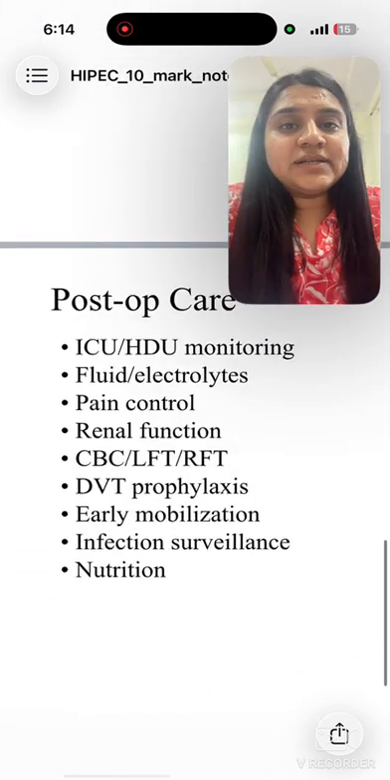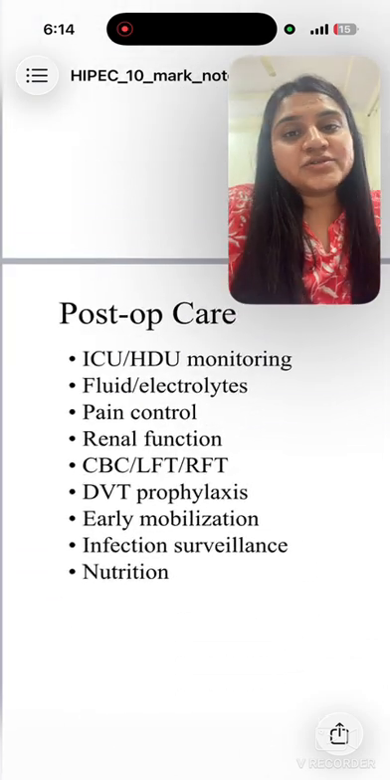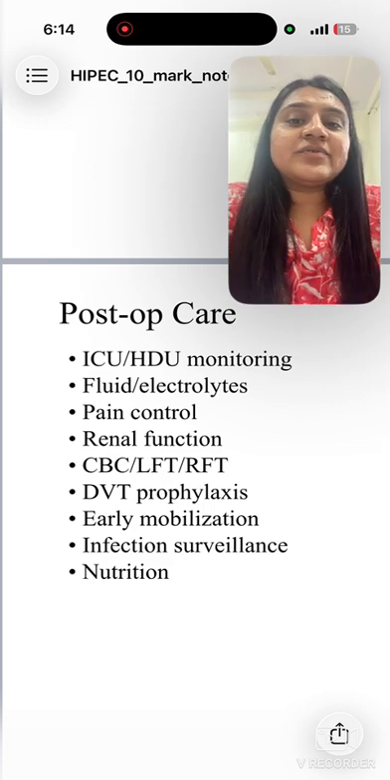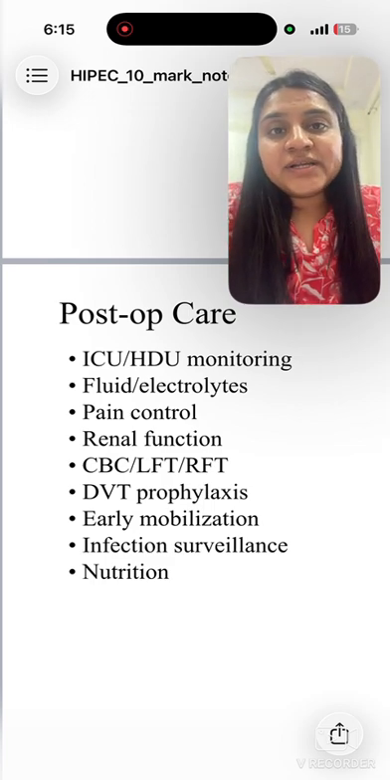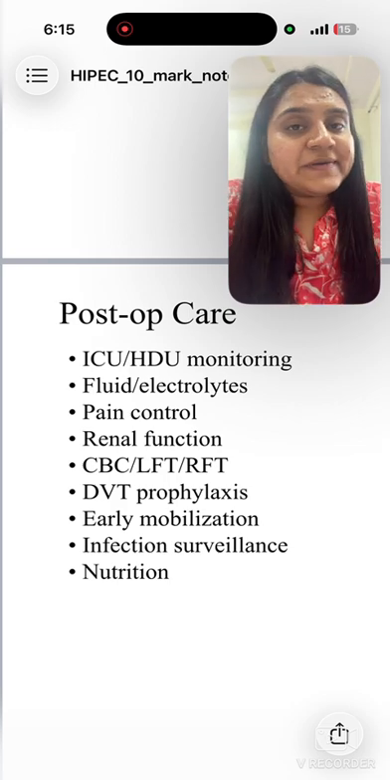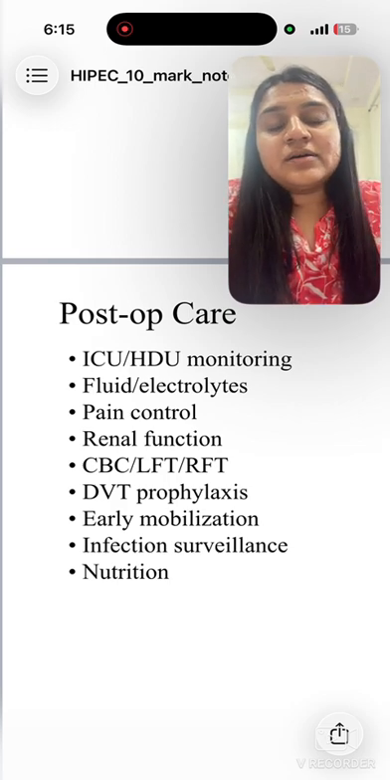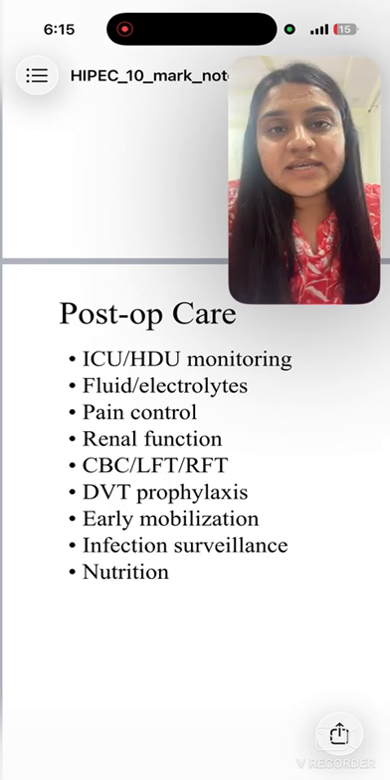Then the post-op care: what we'll do, we shift the patient to the ICU or HDU for monitoring. We'll check daily electrolytes, CBC, RFT, LFT, and pain. For the pain control, we give painkillers. We'll give DVT prophylaxis, which we give to all the CA patients.